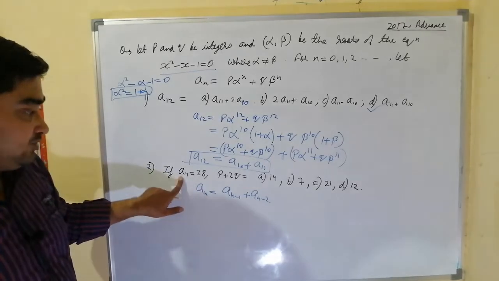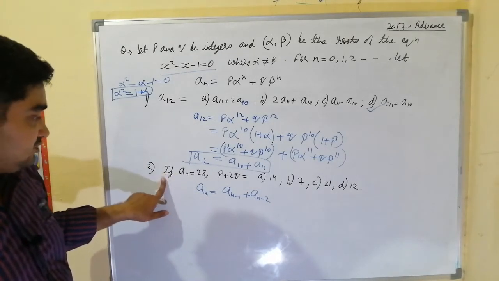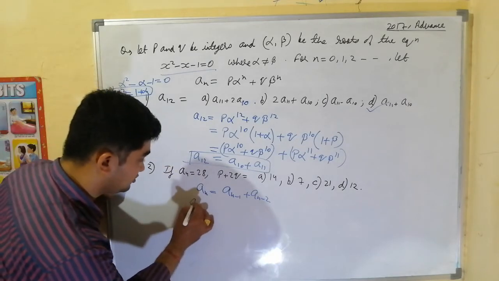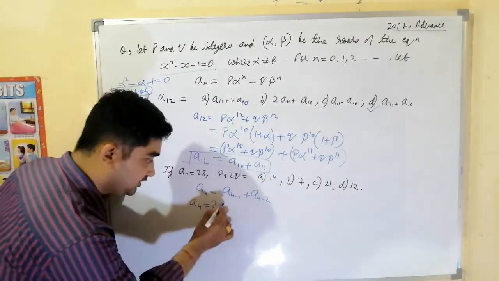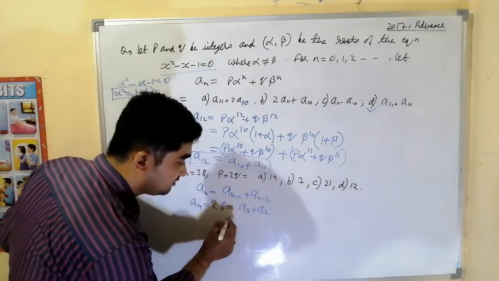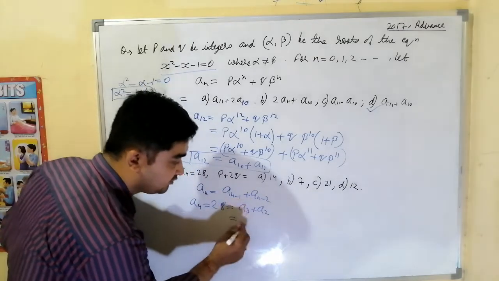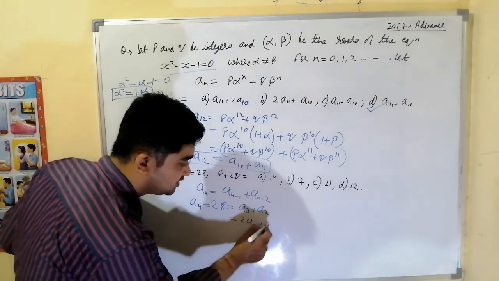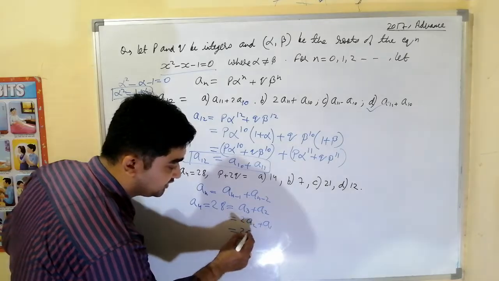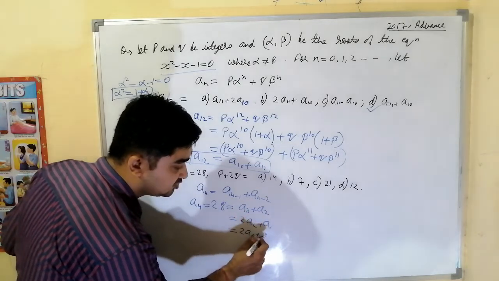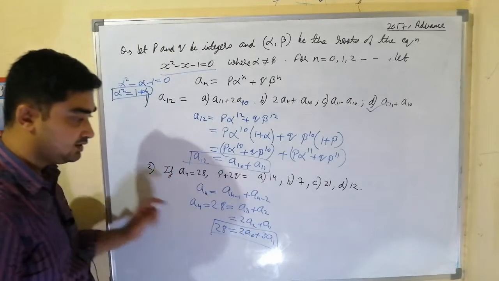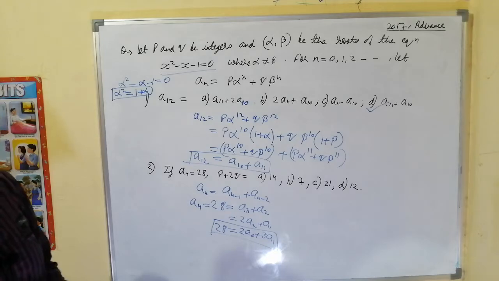Now using this concept, we'll do the next problem in which we have been given that a4 is 28. So what is a4? 28. Using this, it is a3 plus a2. But again, what is a3? It is a2 plus a1. So a2 will have twice of a2 plus a1. Then again, what is a2? It is a1 plus a0. So we'll have twice of a0 plus 3 times of a1. It is given to us that 28 is equal to twice of a0 plus 3a1.